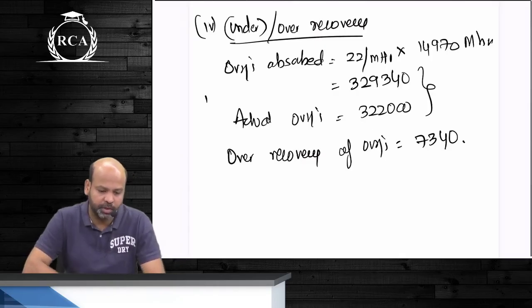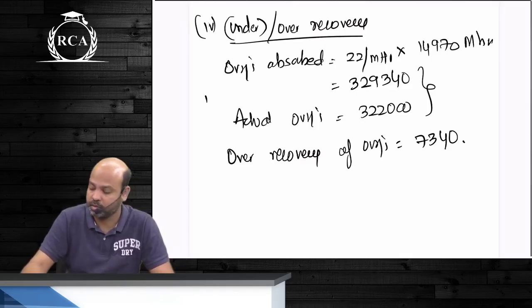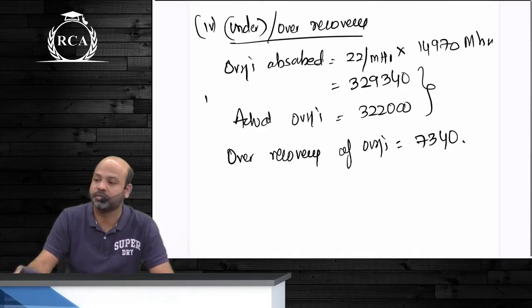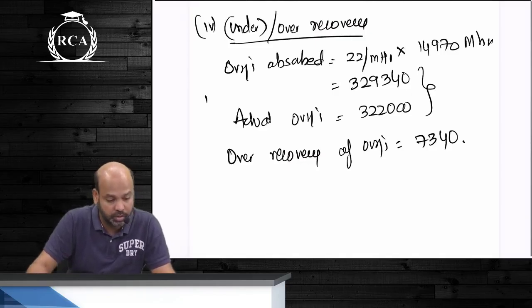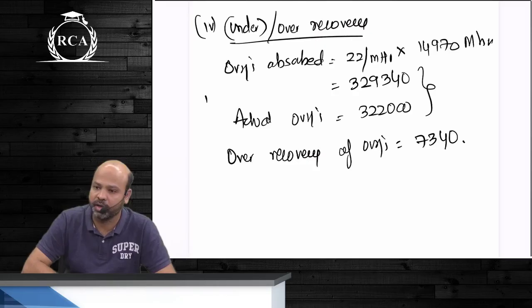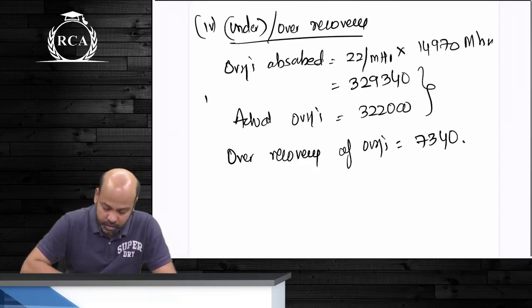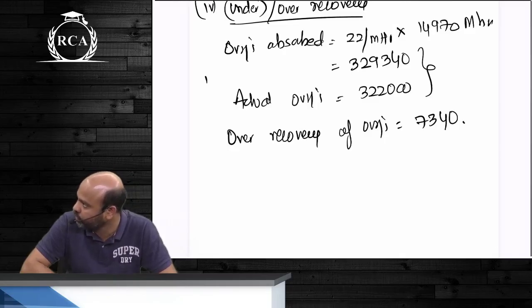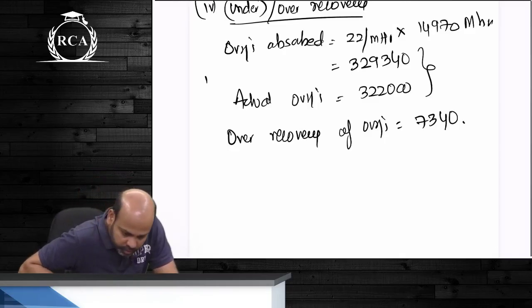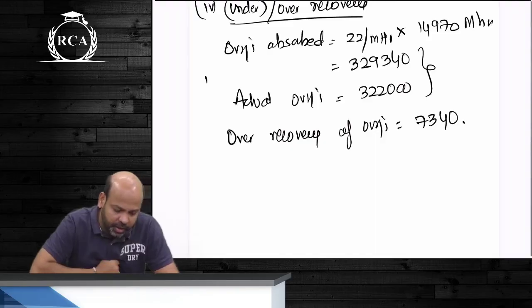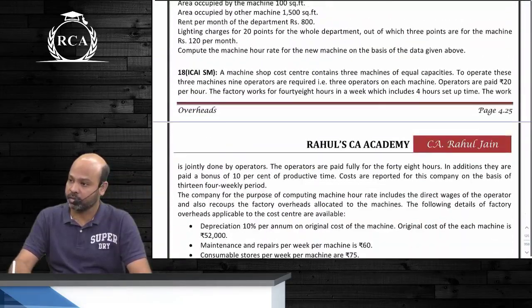If overheads are absorbed using a single rate, the expenditure allocated would be incorrect. Matters.